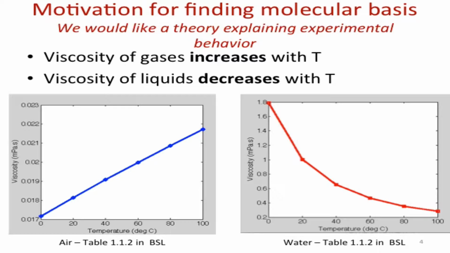And it does so in this particular range, it does so in a linear way for air anyway. And viscosity of liquids, in this particular example of water, is sort of decreasing non-linearly with temperature. So we would like to have some theory that would explain this behavior and, in particular, give us a formula so we can calculate what viscosity is for either gases or liquids, and that formula should actually show this behavior. So it should roughly behave as these two plots of experimental measurements.